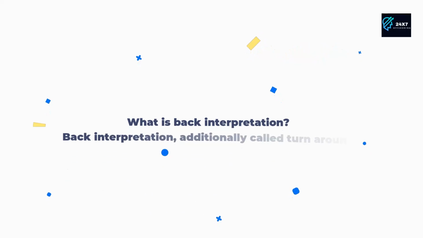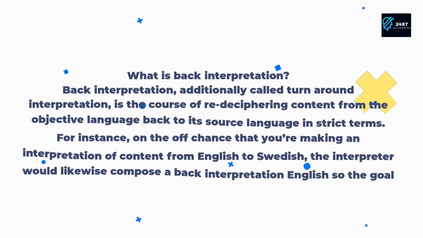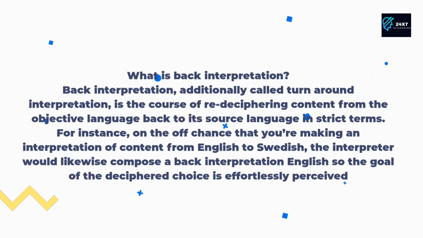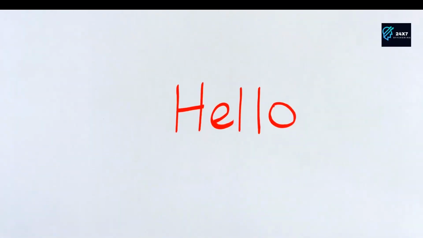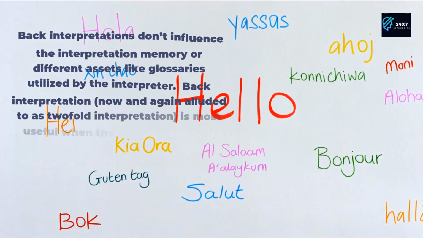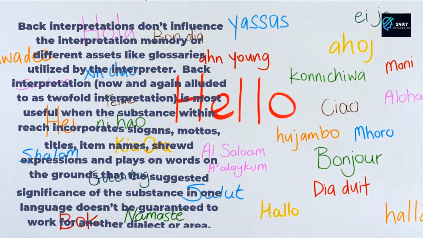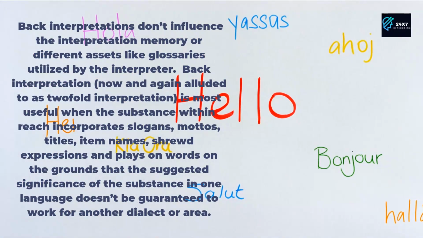What is back interpretation? Back interpretation, additionally called reverse interpretation, is the process of re-translating content from the target language back to its source language in strict terms. For instance, if you're translating content from English to Swedish, the translator would also write a back translation in English, so the intent of the translated text is easily understood. Back translations don't influence the translation memory or other resources like glossaries used by the translator.